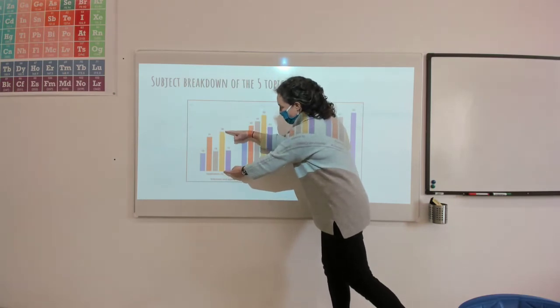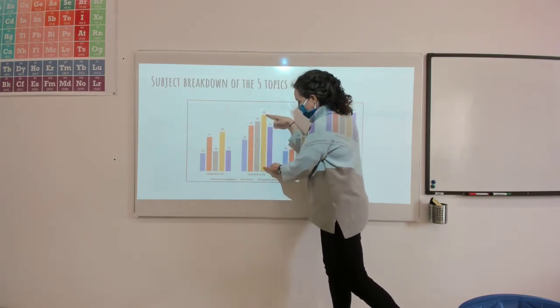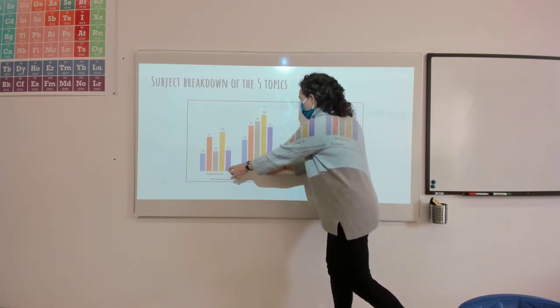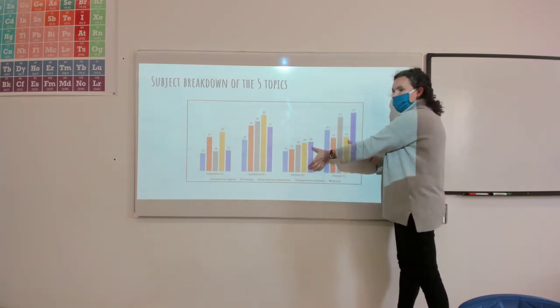So statistics, you have 36 hours or 52 hours, depending on SL or HL. There's way more statistics, as you can see, than in AA.